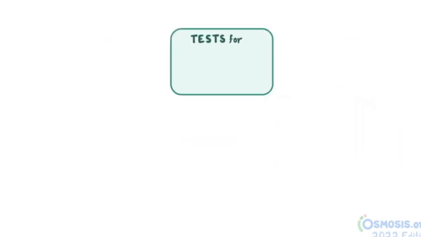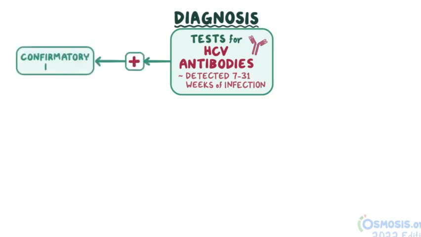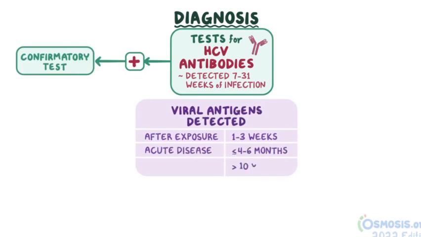Tests for detecting antibodies against hepatitis C, or anti-HCV antibodies for short, are used to diagnose the disease. Antibodies can be detected within 7 to 31 weeks of infection. If the first test is positive, another confirmatory test is done using a different method. Viral antigens can be detected in blood 1 to 3 weeks after exposure, up to 4 to 6 months in acute disease, and longer than 10 years in chronic disease.